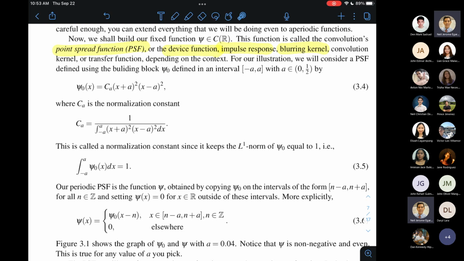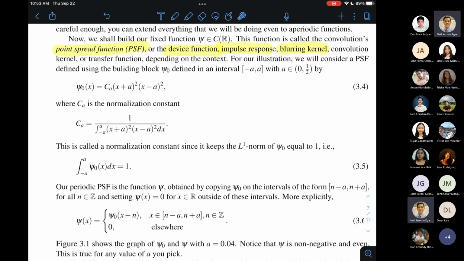So ngayon, bubuin ko yung specific psi para dun sa i-consider natin na convolution process. Now, ang gagamitin ko para mabuo si psi ay itong function na to. Si psi sub 0 ay yung function na (x plus a) squared times (x minus a) squared times a constant that depends on a. Si a, pwede natin siyang piliin to be any number from 0 to 1/2.